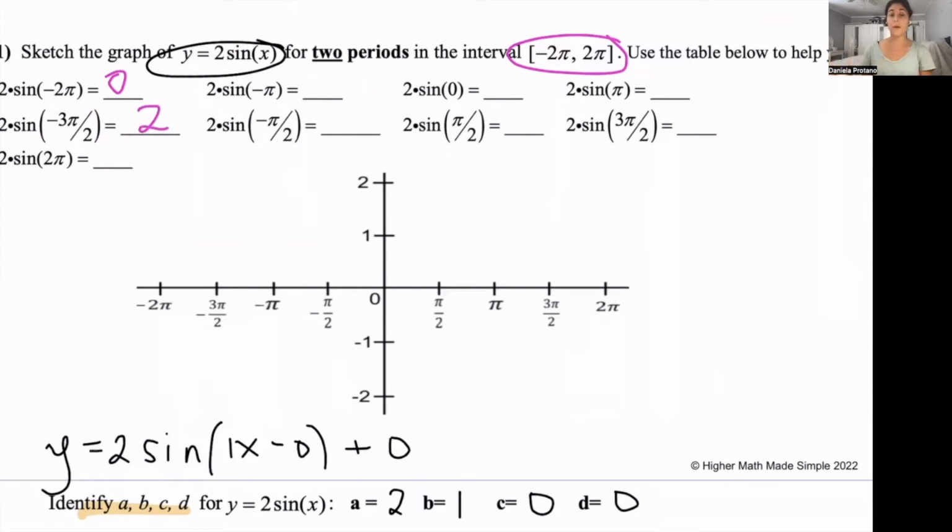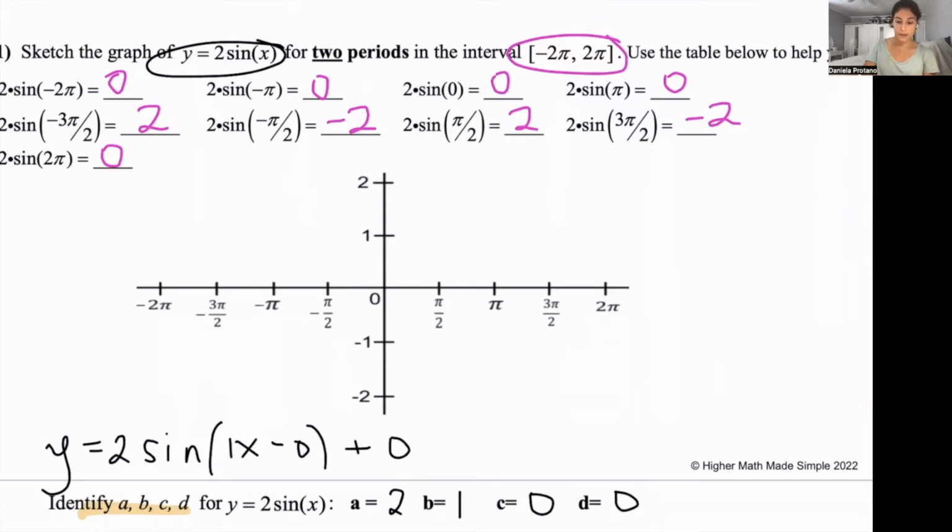I'm going to just fast forward it, but feel free to pause the video and then try these out yourself. It's nice practice. So I'll see you in a second. Okay, so we did all of the evaluations, and then multiplied that answer by 2, because that's what the function is.